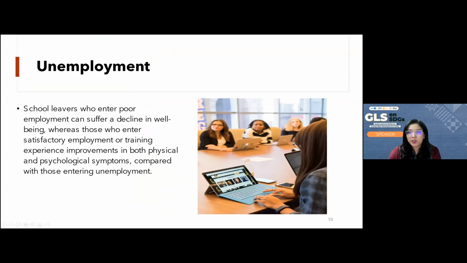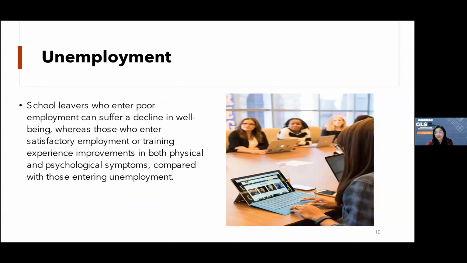So what about unemployment? In this pandemic situation, we often heard, what will you do after you finish your study? What will you do after you finish your study in the university, especially? So school leavers who enter poor employment can suffer a decline in well-being, whereas those who enter satisfactory employment or training experience better outcomes in both physical and psychological symptoms compared with those entering unemployment.